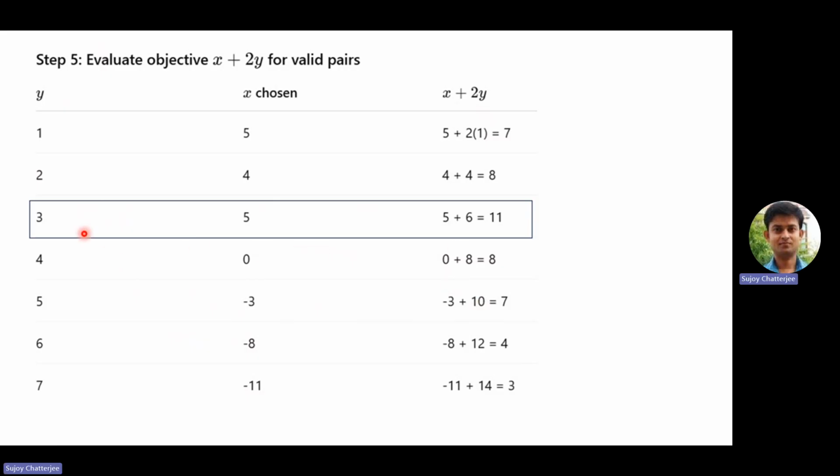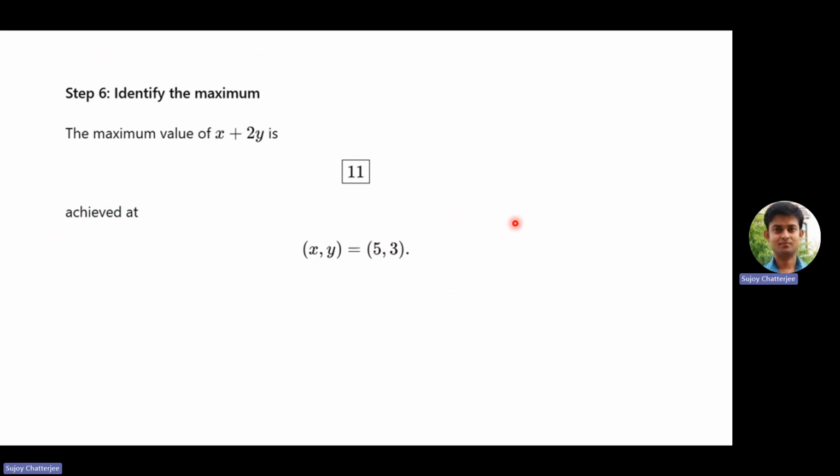Okay. So when y is equal to 3, x equal to 5, x plus 2y will be 5 plus 6 equal to 11. So from this list you can see that this is the highest value in this series. So this is the maximum value. So the maximum value of x plus 2y is 11, and which is achieved at x equal to 5 and y is equal to 3. So this is the final answer.